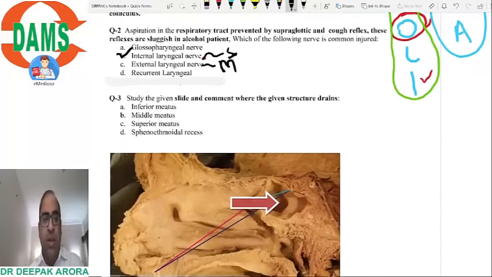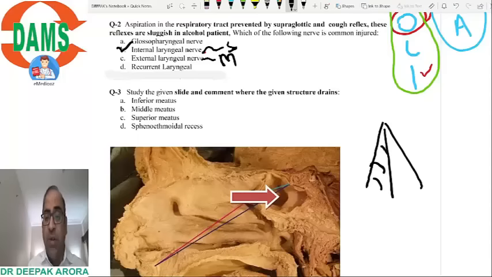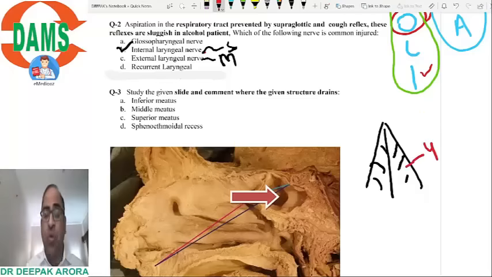Question number 3, again an image based basic MCQ. But if you go with the important drainage of the paranasal sinuses into the nasal cavity, what is the golden rule? We have 6 sinuses. Out of 6 paranasal sinuses, 4 sinuses are opening in the middle meatus. Which 4? Maxillary, frontal, anterior ethmoid, middle ethmoid. What about the posterior ethmoid? Posterior ethmoid opens in the superior meatus. And sphenoid sinus, it is opening in the supreme meatus.